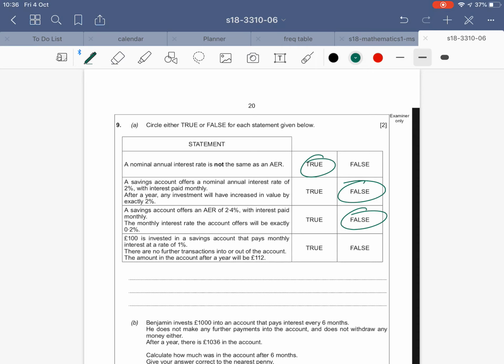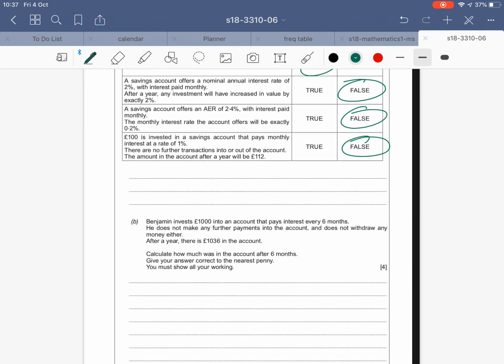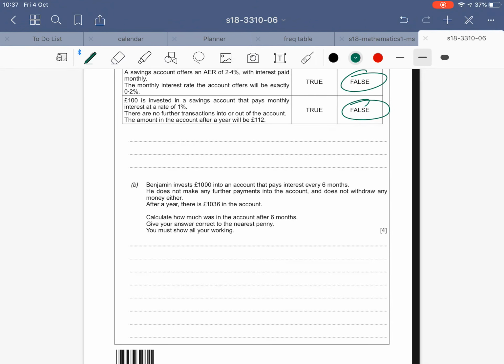£100 is in a savings account that pays monthly interest rate at 1%. There are no further transactions in or out of the account. The account after a year will be £112. No, so interest rate of 1% paid monthly, you can't just do 1% of 100 twelve times. You want 1% of £100, add it on. 1% of the new figure, add it on. 1% of the new figure, add it on. So no, it's not just going to be 112. I could work those out, but I'm not going to.